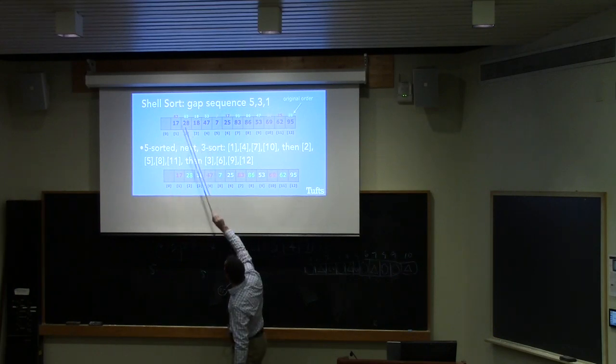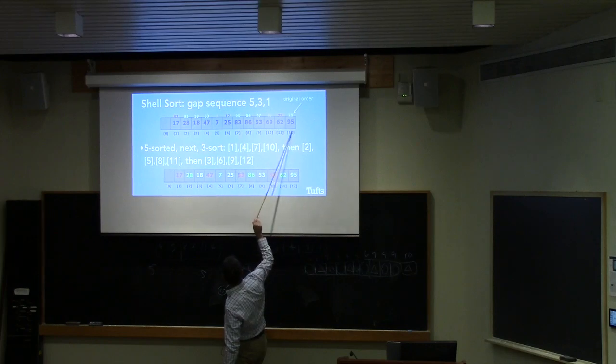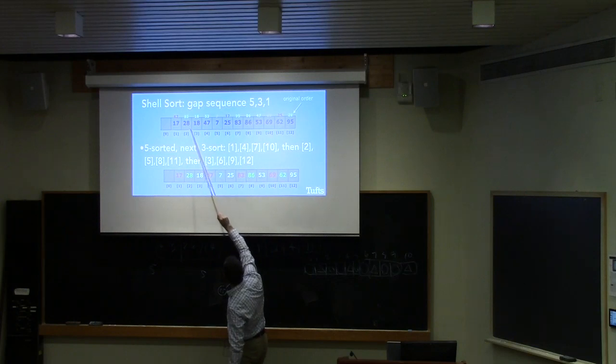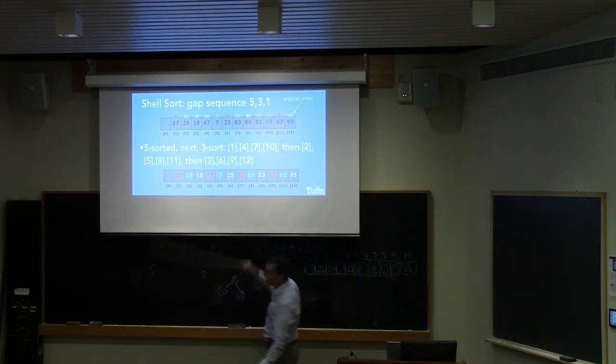And then 2 and 7 and 12 are in order. 83, 95, oops, I don't know why that one's not in order. I might have colored it wrong. And 83 and 95. Sorry? Oh, yeah, right, I'm looking at the wrong one. 28, 83, and 95. I'm looking at the wrong thing there.